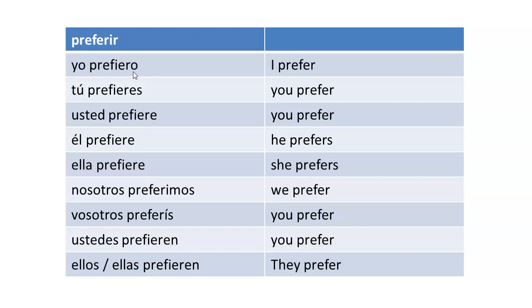Yo prefiero, I prefer. Tú prefieres, you prefer. Usted prefiere. Él prefiere. Ella prefiere. Notice that those 3 are all the same. The stem change disappears in the nosotros and the vosotros forms, so preferimos and preferís. And then it returns in the ustedes, ellos, ellas forms, prefieren. And really, it's just a matter of practice to help you remember it. So let's go ahead and get started.